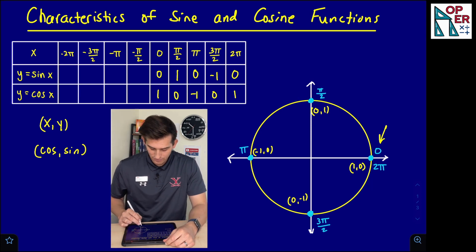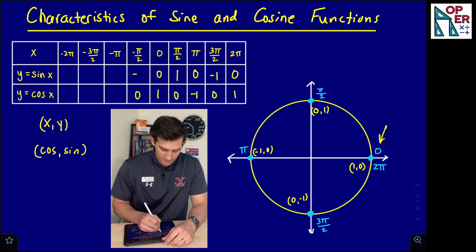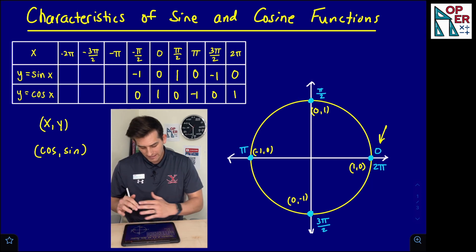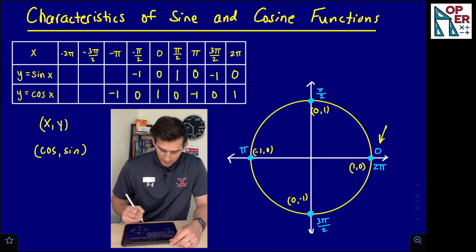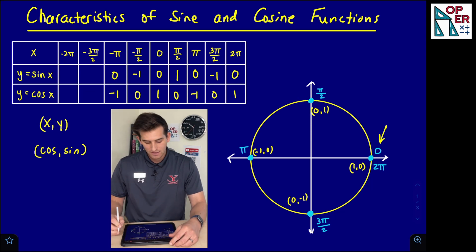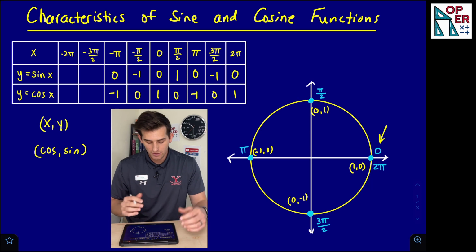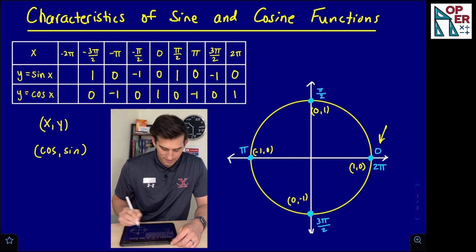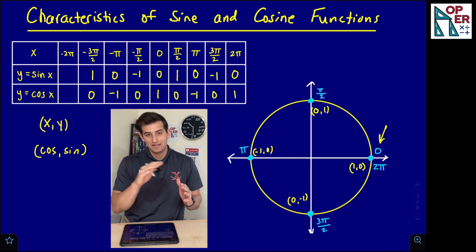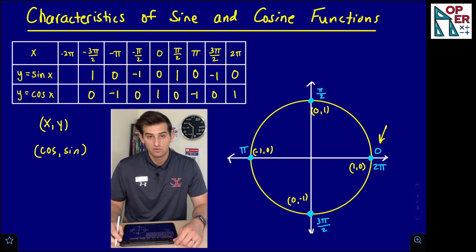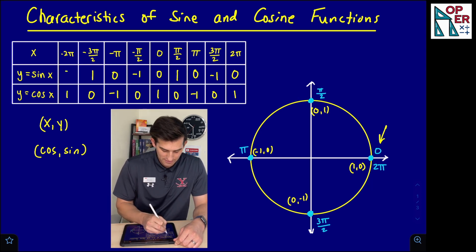So negative pi over 2, that's going to be at the point 0, negative 1. So cosine would be 0 and sine would be negative 1. Negative pi, we're going to get back to negative 1 comma 0. So cosine would be negative 1 and sine would be 0. Negative 3 pi over 2, we're back at negative 270 degrees, so that would be the point 0 comma 1. So cosine would be 0 and sine would be 1. And then lastly, negative 2 pi, we've gone 360 degrees, or 2 pi radians, around in the opposite direction, or clockwise. So we're back at the point 1 comma 0. So cosine would be 1 and sine would be 0.